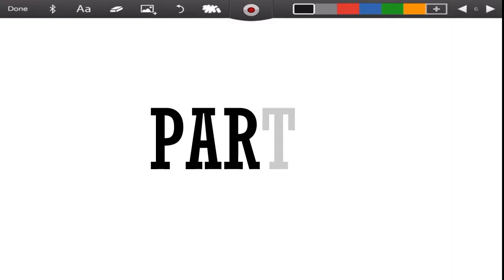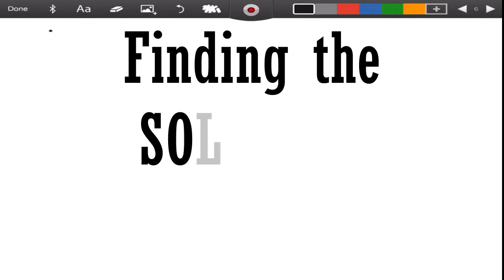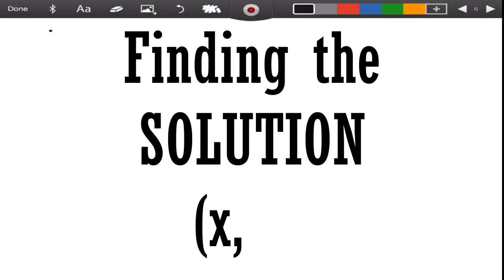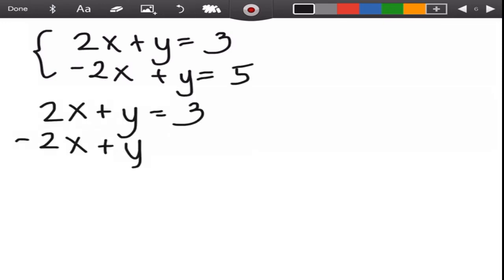Now let us have the last part. Here, we need to solve the values of x and y, or the solution of the system. Example number 1: 2x plus y equals 3 and negative 2x plus y equals 5. In here, we will add the first equation and the second equation.